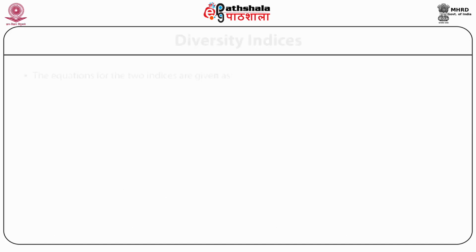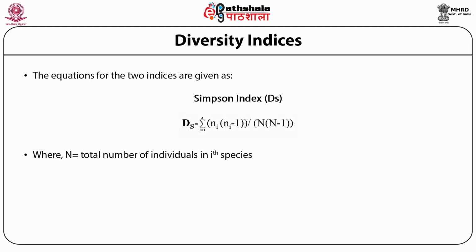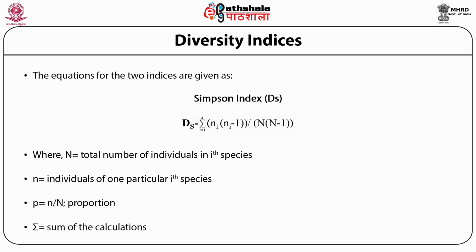Simpson index. This equation is represented as follows, where capital N is the total number of individuals in the ith species, small n is individuals of one particular ith species. Small p is equal to small n divided by capital N.